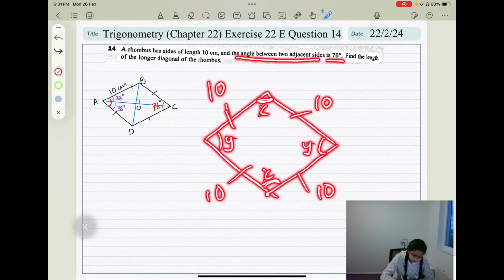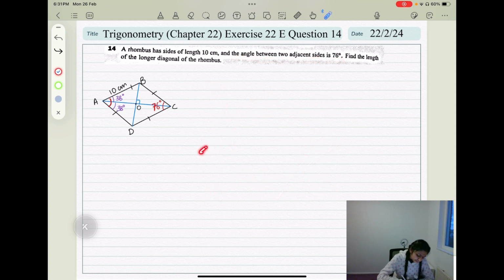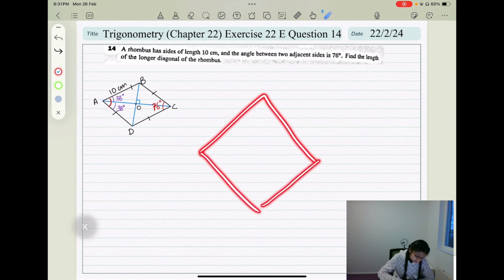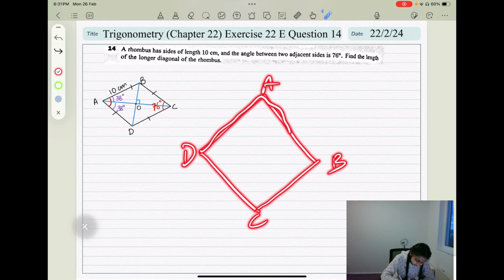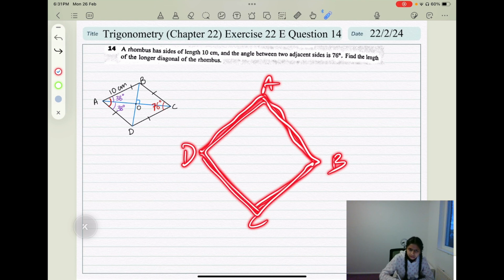So now you may wonder, what are adjacent sides? Adjacent sides are the ones like these which have a common vertex. So it can be these or these or these, any one of them. Now if you draw a rhombus in the examination like A, B, C, D, you may wonder which one we are talking about. Are we talking about this adjacent side to be 76 or this or this or this? So basically it doesn't really matter.